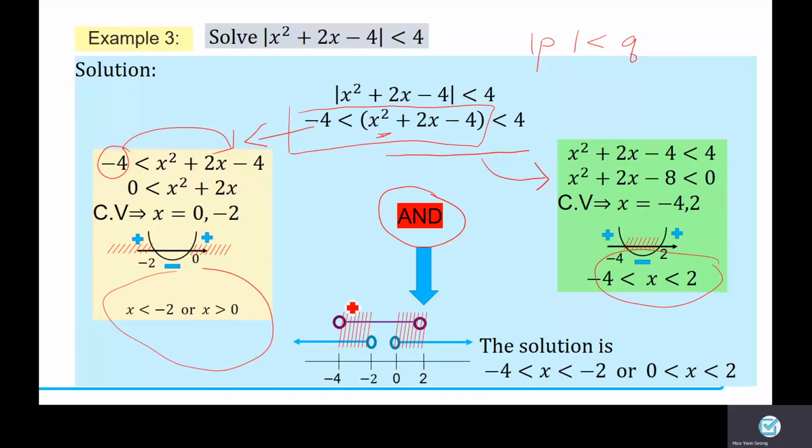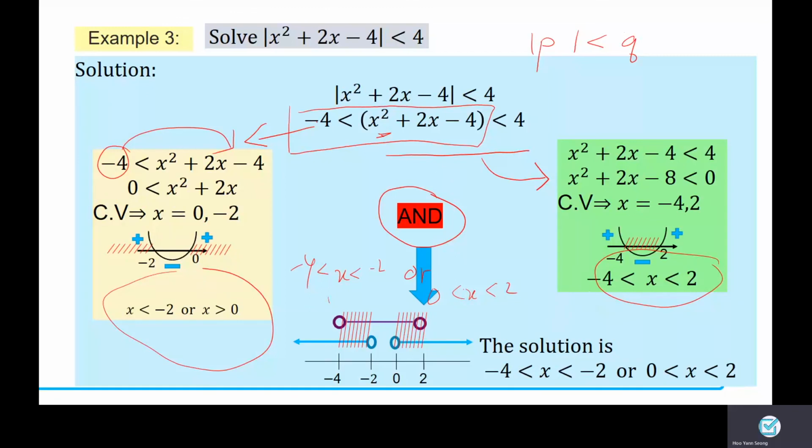Then you look at this number line. Where is the intersection? The intersection is the part I shaded with red color. So what is this range? This range is x in between negative 4 and negative 2, and this one is x in between 0 and 2. Since these are two different sets of answers that are independent, we put an "or" in between. This is the answer.